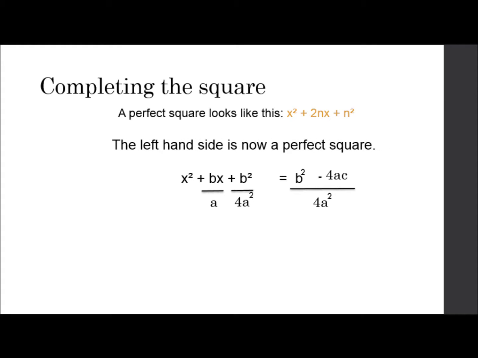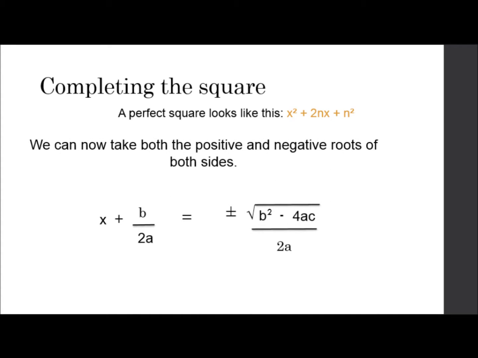And this leaves us with a perfect square on the left hand side, which means we can now factorise the perfect square. Now we're in a position to take the square root of both sides of the equation. However, because the square root only returns the positive root, we need to specify that we want both the positive and the negative roots.